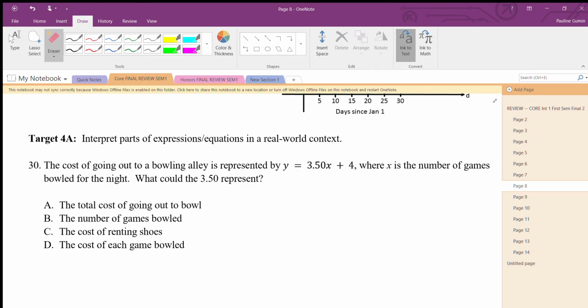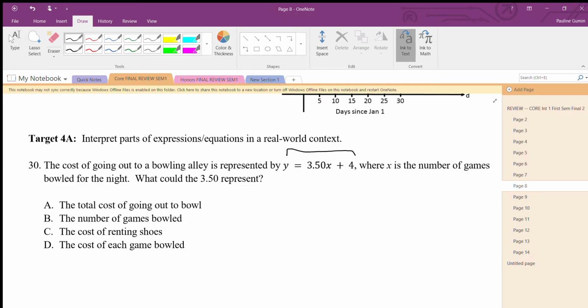This is KC4. The cost of going out to a bowling alley is represented by this equation, where X is the number of games bowled that night. What could the 350 represent?